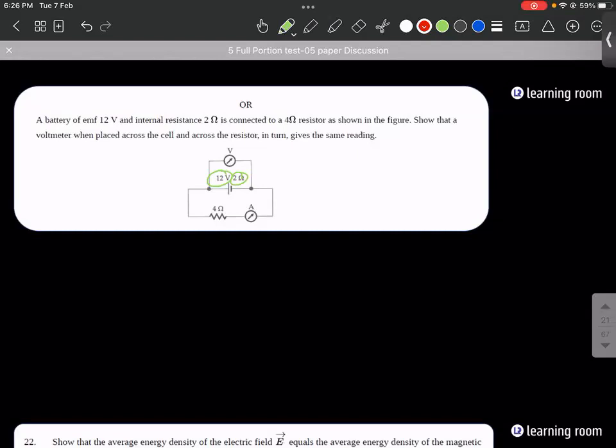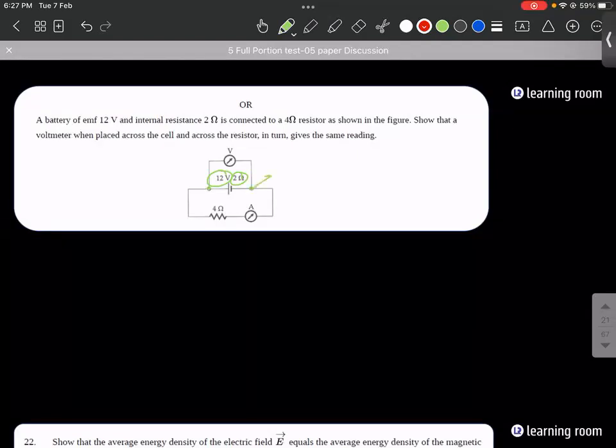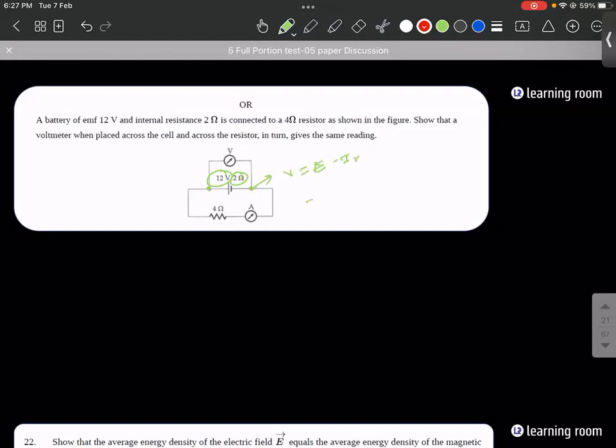Here I'm assuming that the voltmeter is ideal. So what is the terminal potential difference across the cell? What reading will the voltmeter show? V is equal to E minus IR. E is 12 minus I, how much? I is not half, it is 2, because V is 12, R is 2 plus 4, 6. It will be 2 ampere. So 2 into r, how much? 2. So 12 minus 4 is 8. So 8 volt will come.